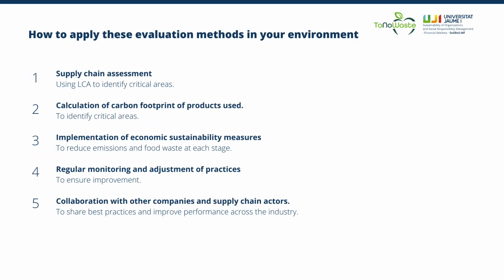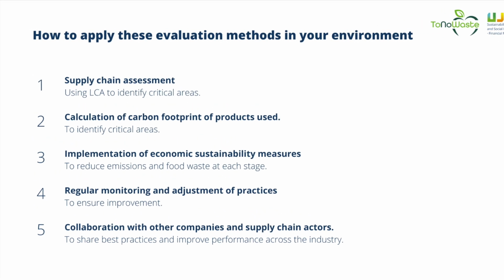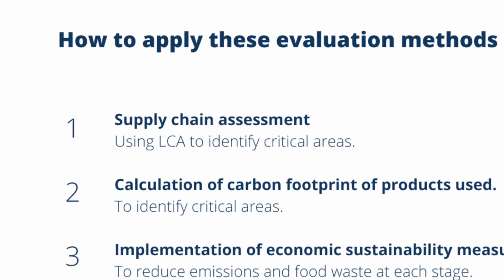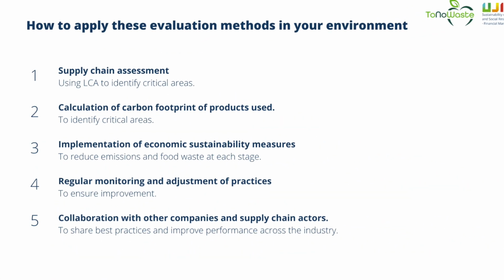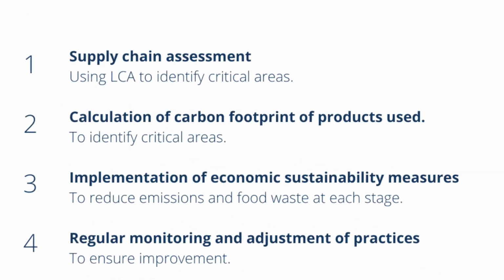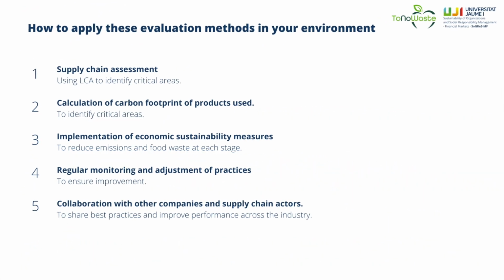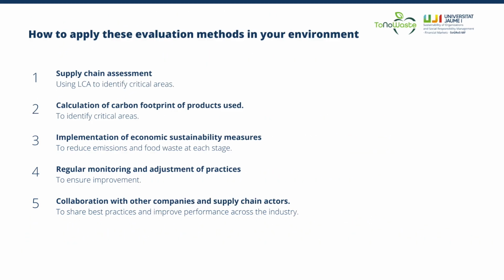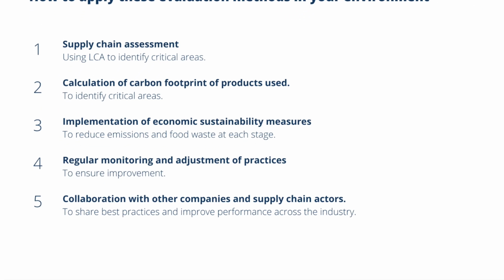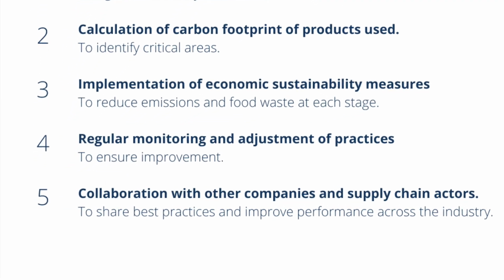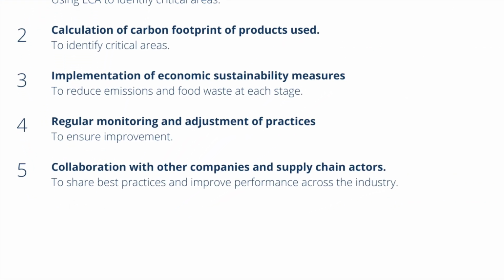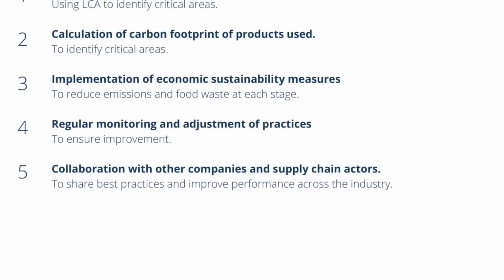To apply these assessment methods in your environment, first, you should assess the supply chain using life cycle analysis to identify critical areas. Next, you should calculate the carbon footprint of your products, from production to consumption. Next, you will implement various measures to reduce emissions and waste at each stage. You should regularly monitor the results to ensure improvement and adjustment of best practices. By collaborating with other companies in your industry, you will make your supply chain more efficient.